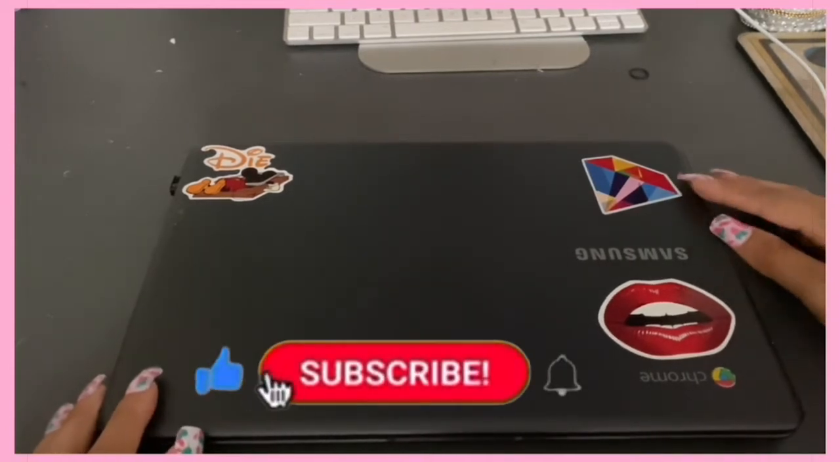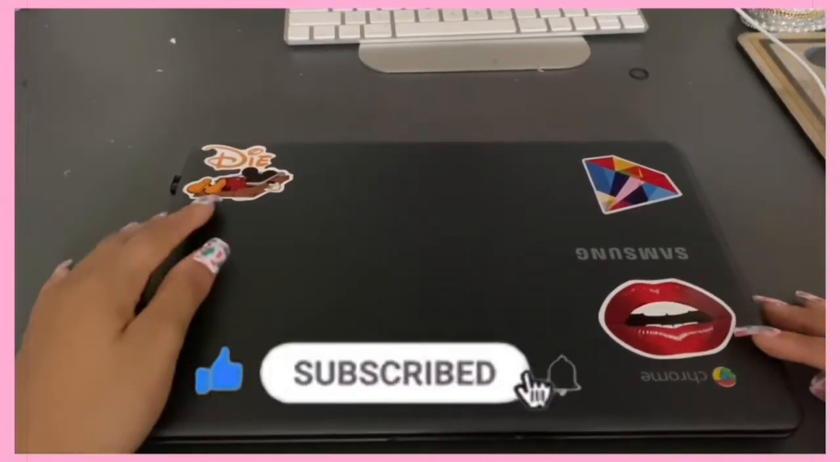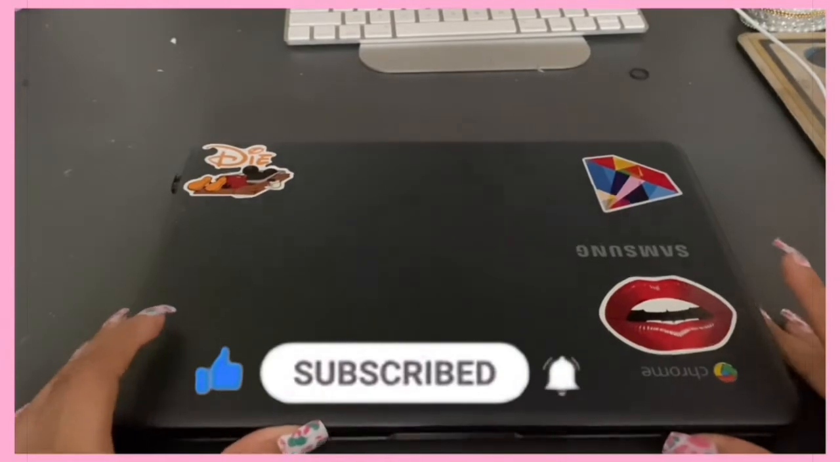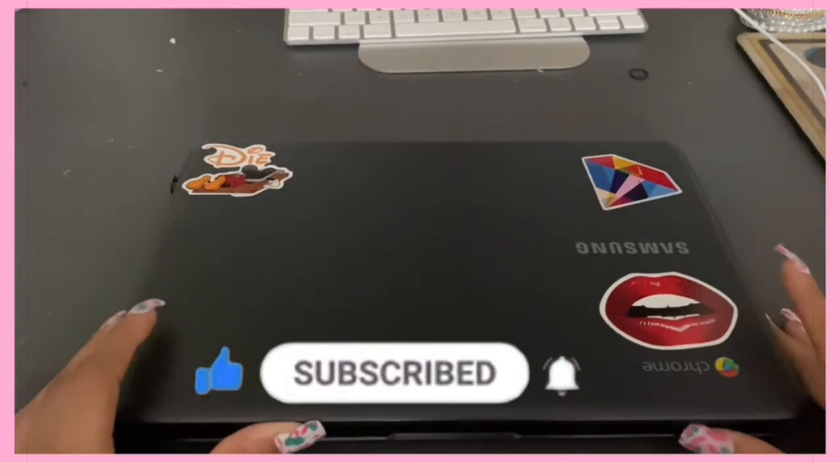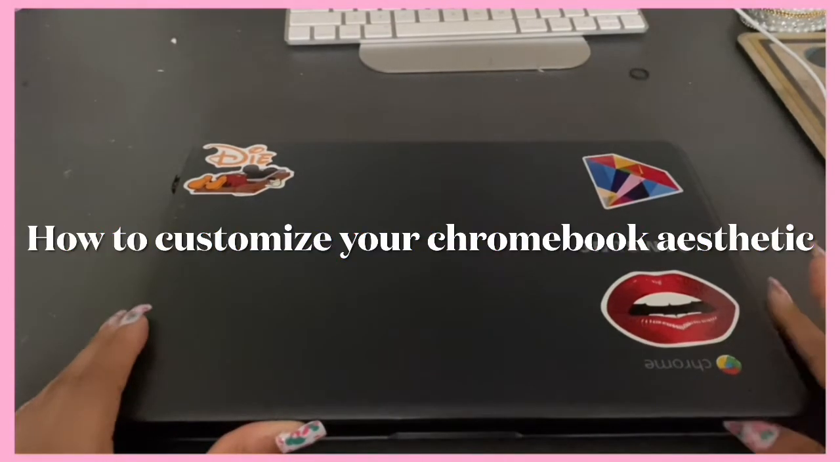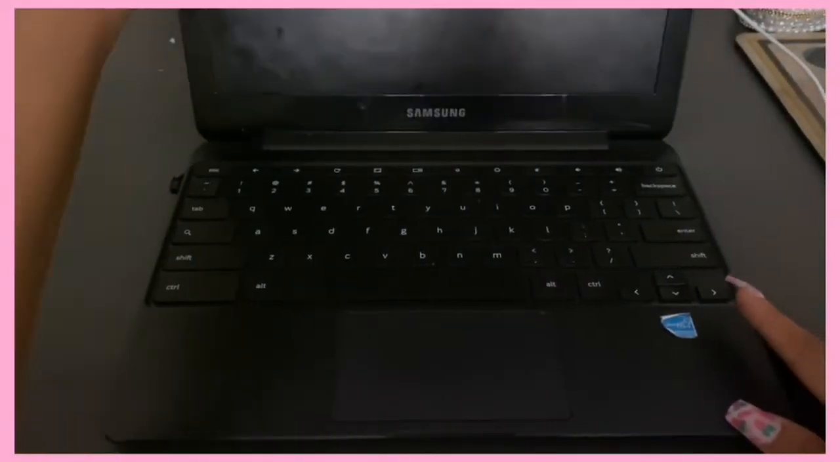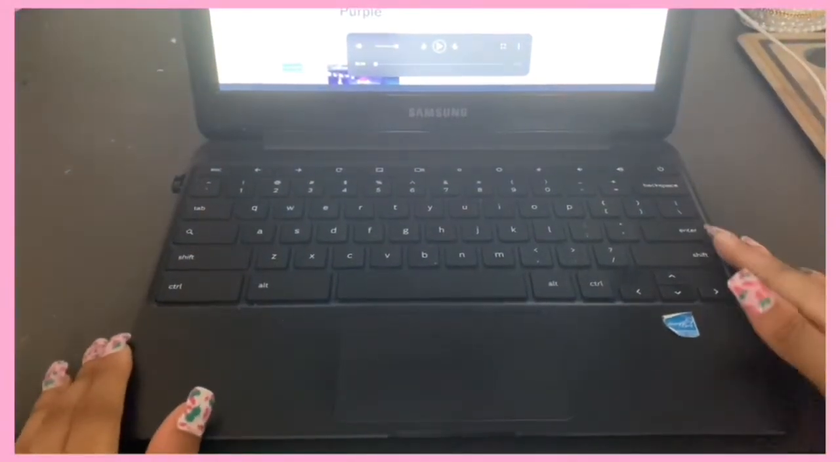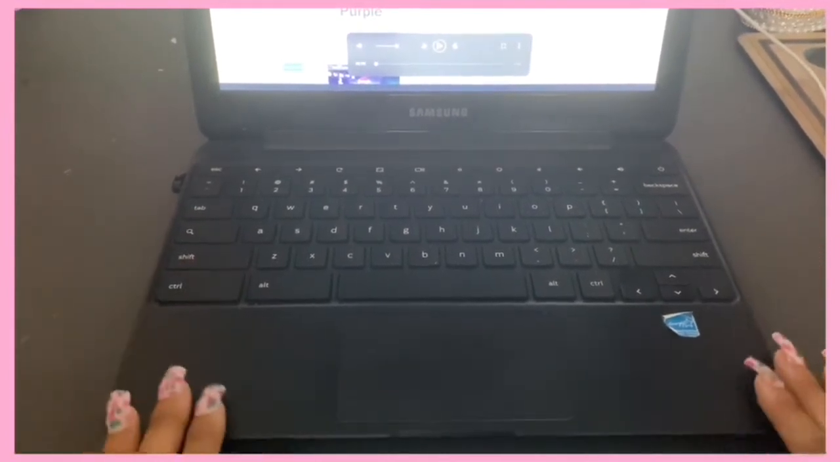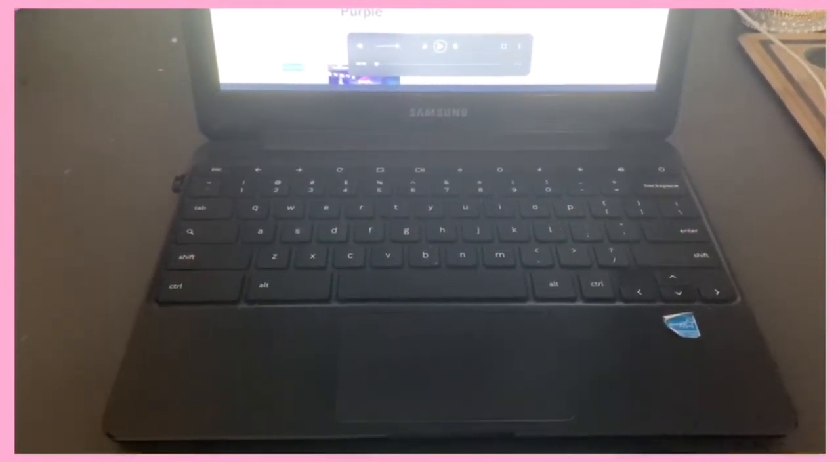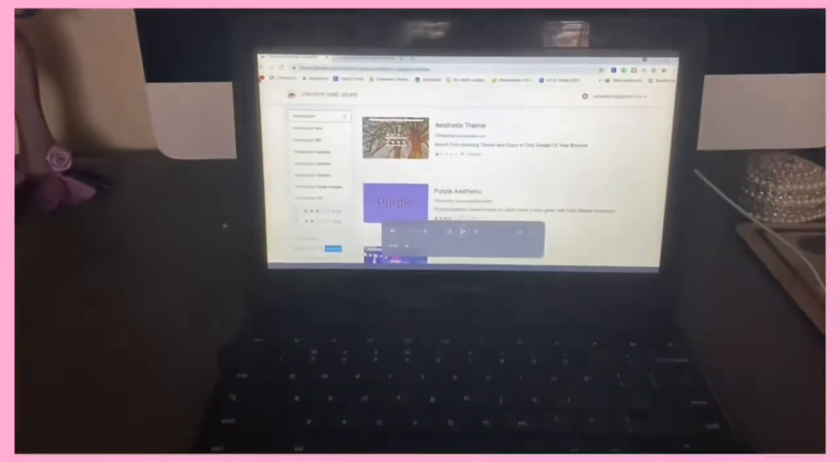And today we have my Chromebook. I always said MacBook, but if you tell by today's title, I'm going to be doing how to customize your Chromebook aesthetically. So my keyboard, I didn't know what to do with my keyboard since it's just black, but I will be putting something to it.